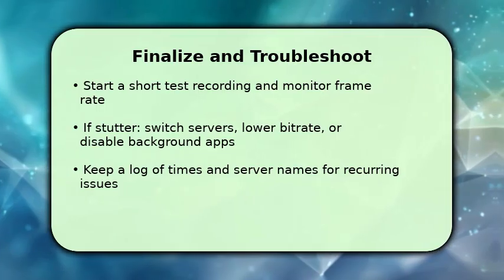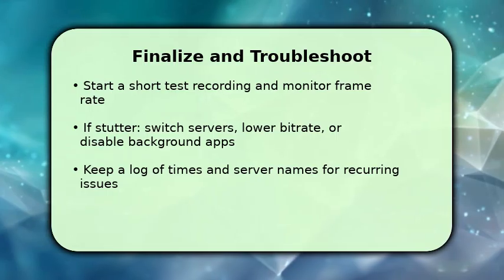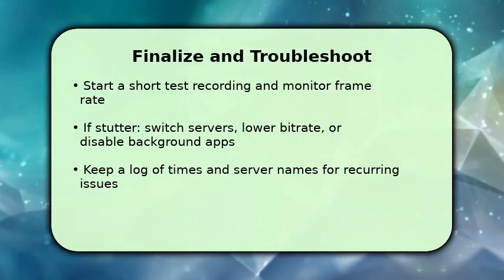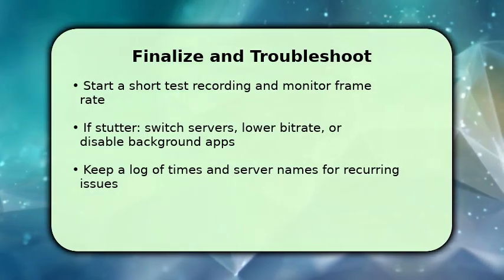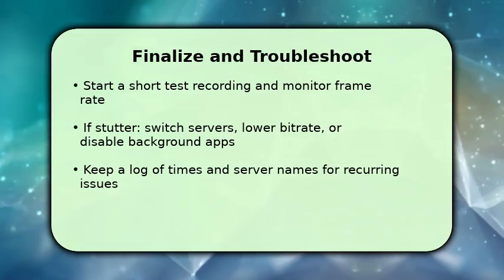If you see stutter or drops, switch to a different nearby server, lower the video bitrate or resolution, and disable background apps that consume upload bandwidth. Also restart the VPN tunnel or toggle UDP/TCP modes to see improvement.